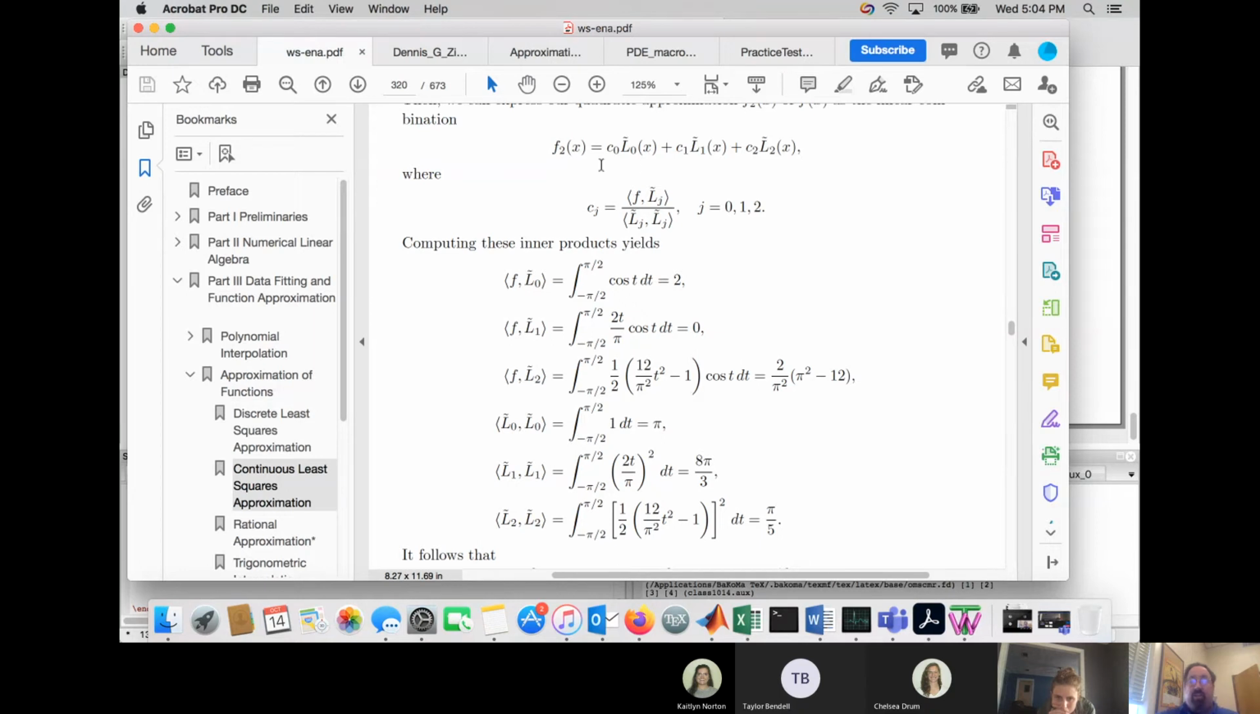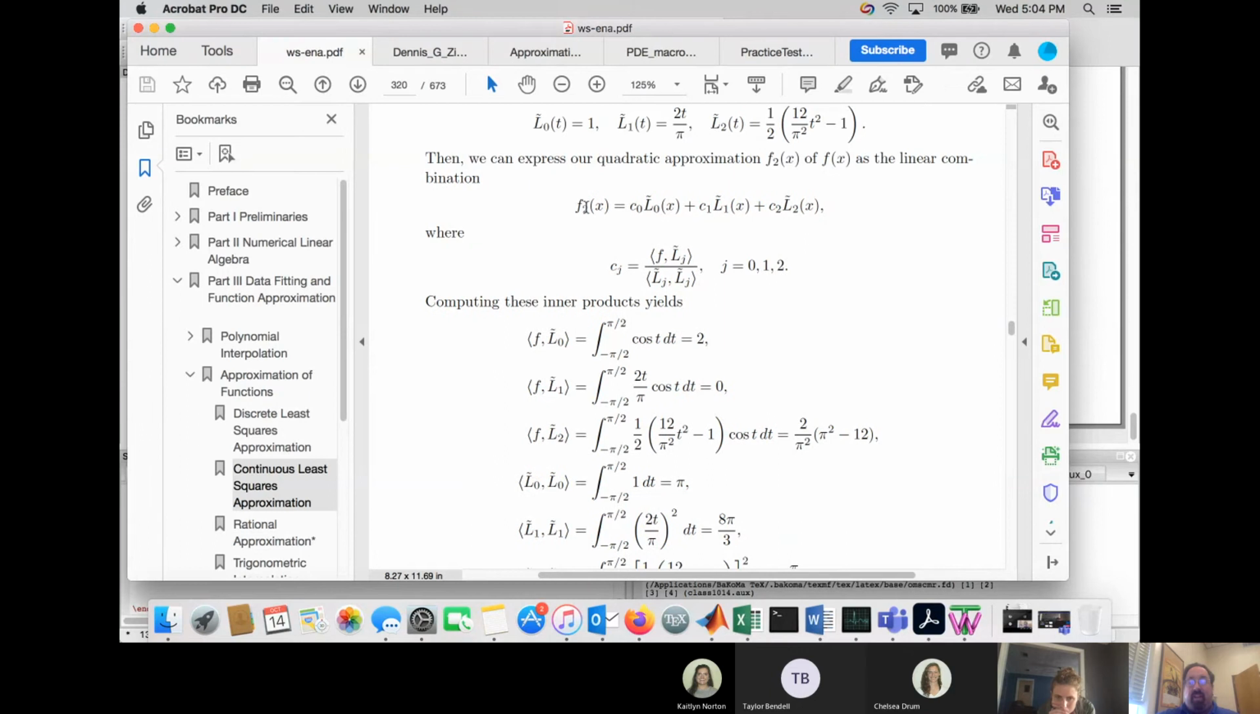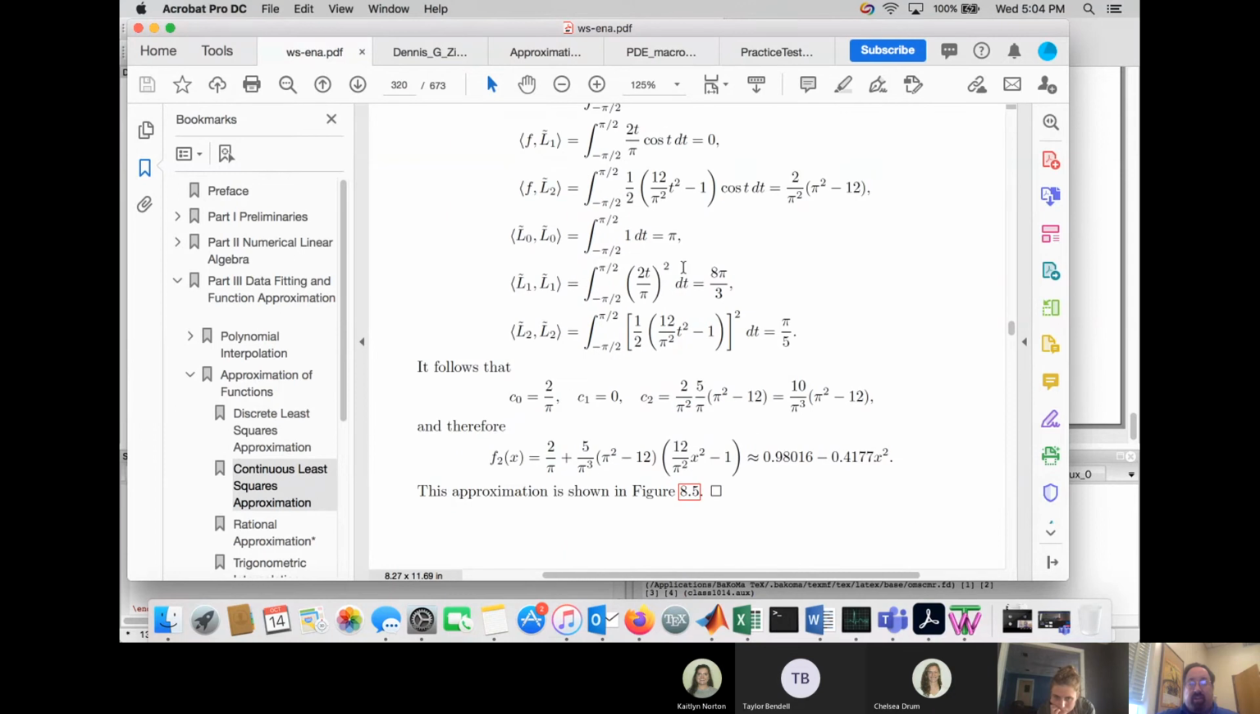So this is my approximation. F2 is the approximation of cosine. That's a linear combination of these modified Legendre polynomials. So once I get the coefficients that are given here, then I can get my quadratic approximation.